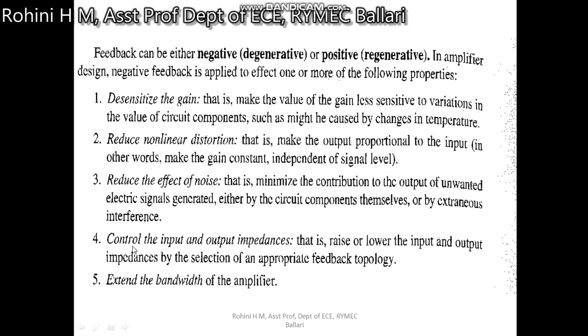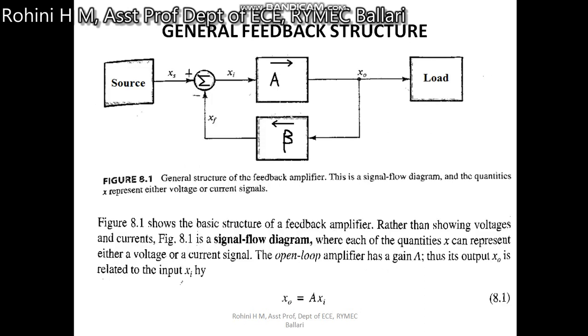Then the fourth property is control the input and output impedance. That is, we sometimes require a high impedance or a low impedance. We are able to raise or lower the input and output impedance by the selection of appropriate feedback topology. And the last property is extend the bandwidth of the amplifier. We can extend the bandwidth of the amplifier by using negative feedback.